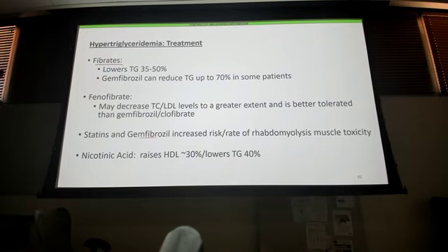Gemfibrozil is better than fenofibrate at doing it, but gemfibrozil carries an increased risk of rhabdo if the patient is on a statin as well. So if you have a patient who's on a statin for LDL management but needs to be on a medication for triglycerides, then you are stuck with just using the fenofibrate, which will work. It just won't work as well as gemfibrozil will.